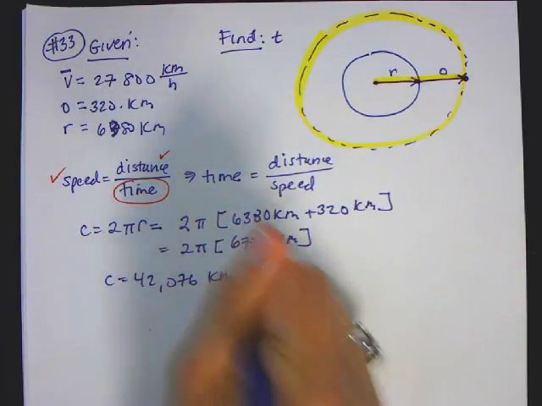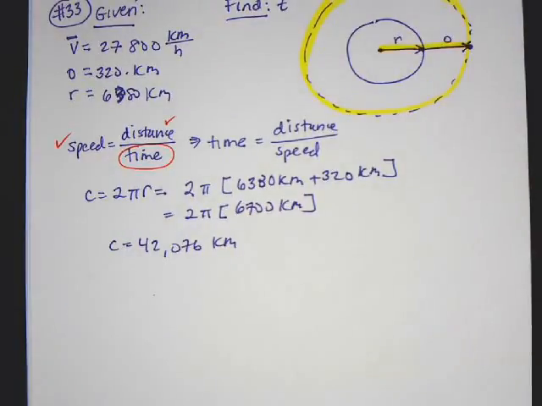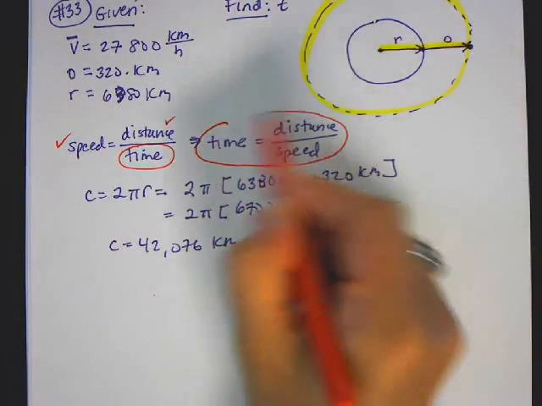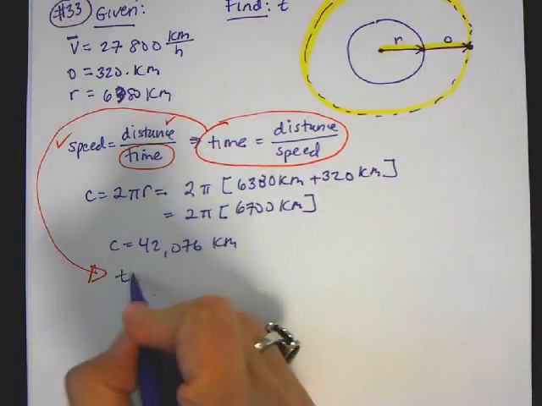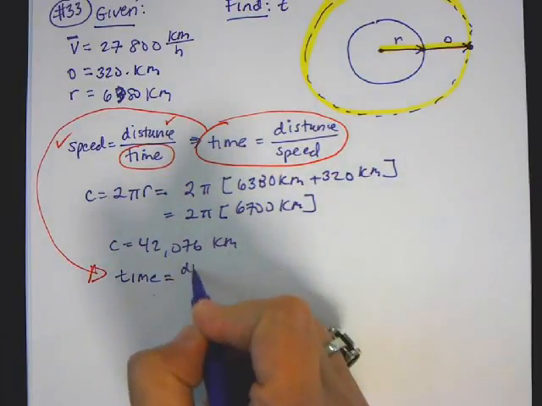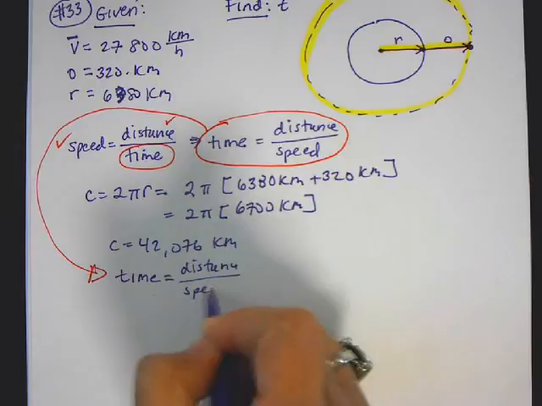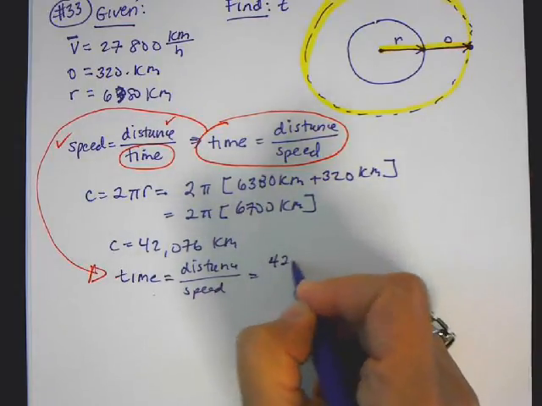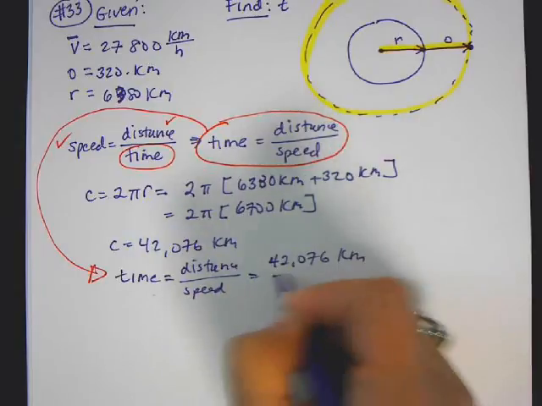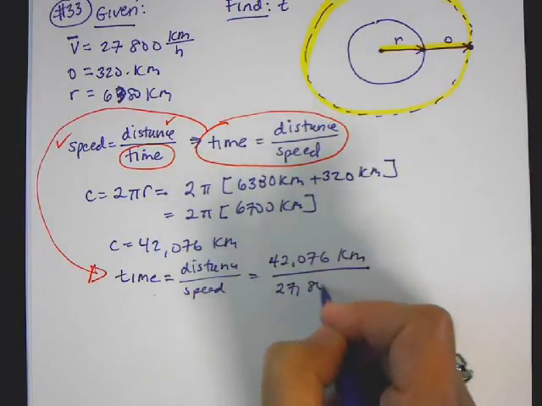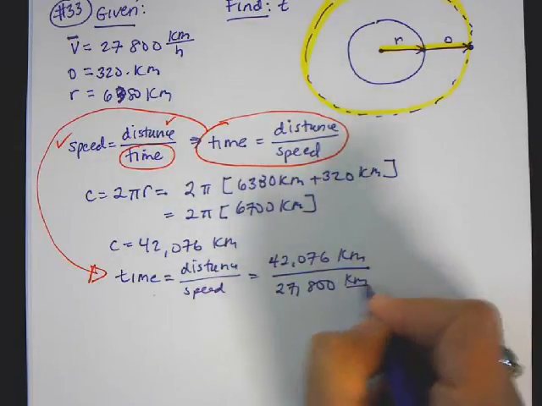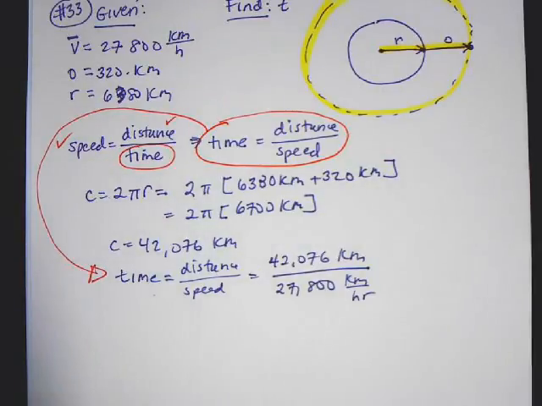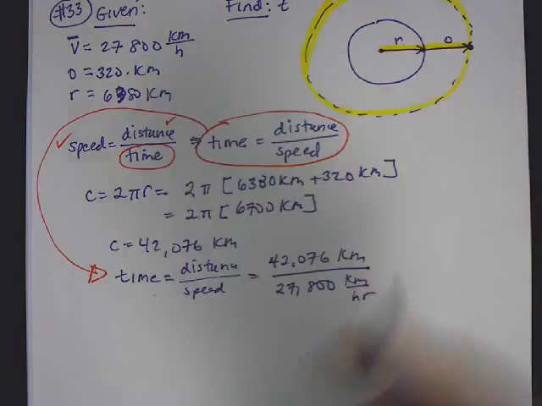So it comes out to be 42,076 kilometers. And now I go back to my original equation here, and I put this down, and I say that time is equal to distance over speed. So it's going to be 42,076 kilometers divided by 27,800, which was given, kilometers per hour. So now my calculator divided by 27,800 comes out to be 1.5.